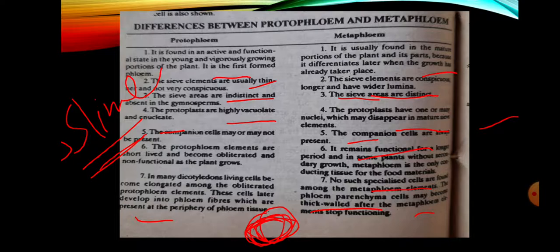Now we have studied two main types of tissues, that is, mature or permanent tissue, and meristematic tissue. Now we are left with the secretory tissue in the types of tissue. We will cover secretory tissue in the next video.